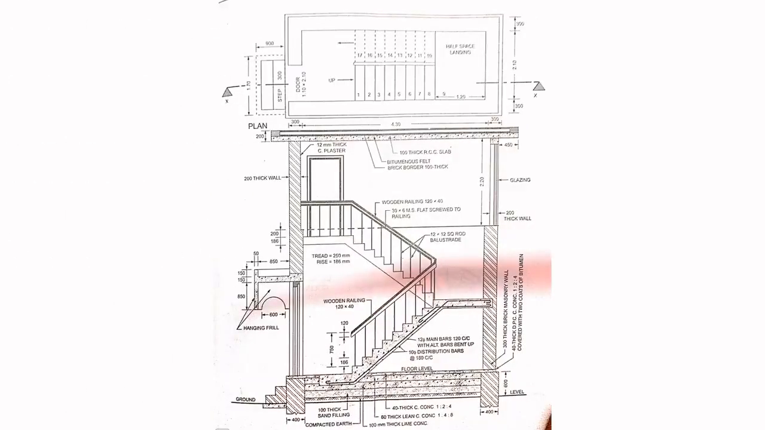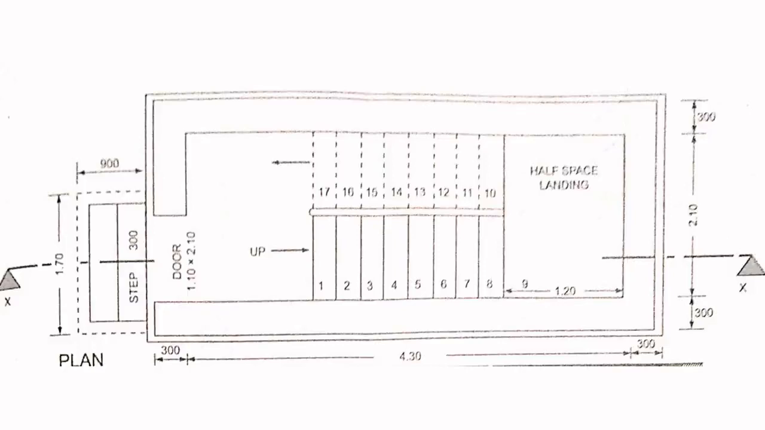Okay, now we will move on to our plan and elevation of a dog-legged staircase. First of all, I will explain the plan. See, these are the steps: 1, 2, 3, 4, 5, 6, 7, 8, the steps going upwards. Then you have a half space landing. Then at 180 degrees it comes again upwards. So the direction is changing, 180 degrees.